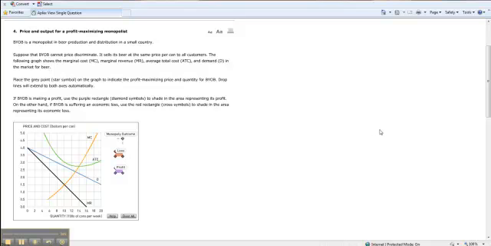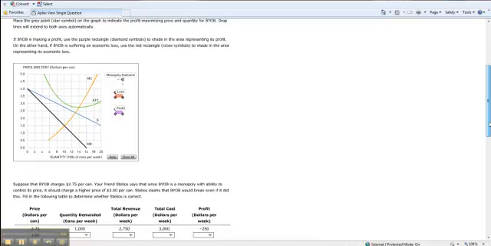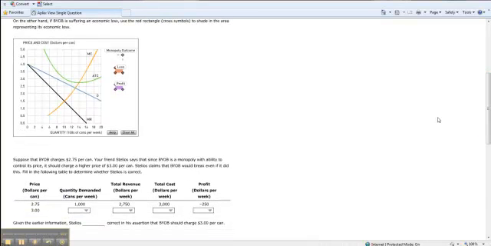In this video, we're going to be looking at price and output for a profit-maximizing monopolist. Now remember, just like a purely competitive market, a monopolist always wants to go in and operate where its marginal revenue is equal to its marginal cost. So in this case, those two curves meet right there.